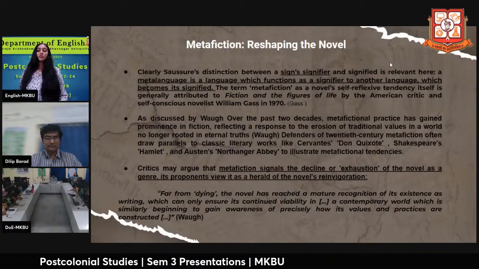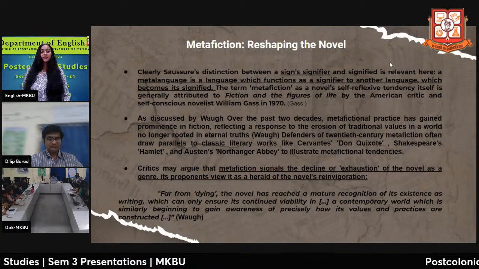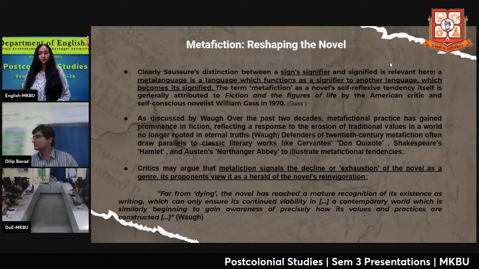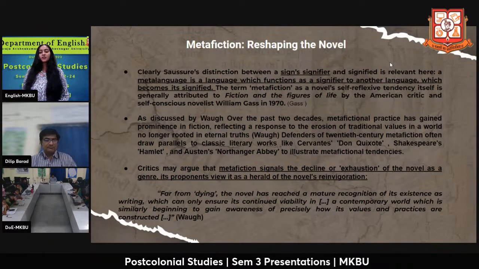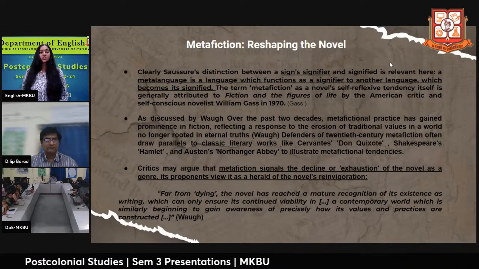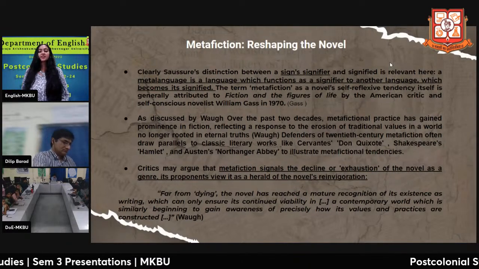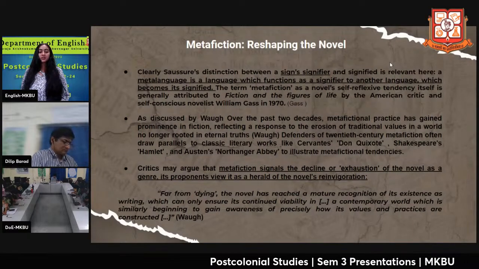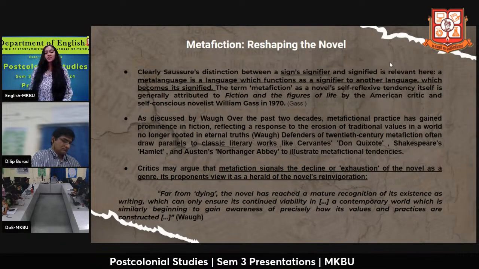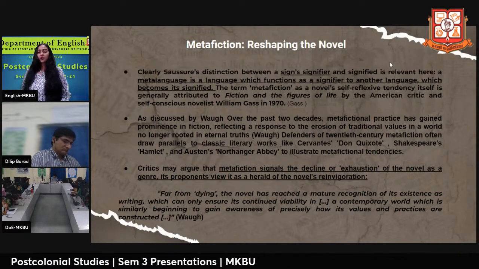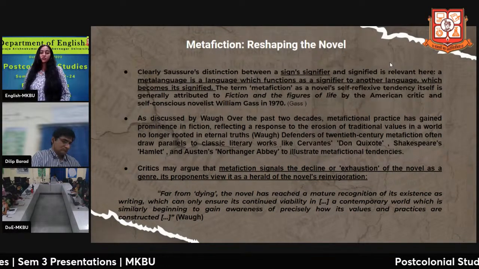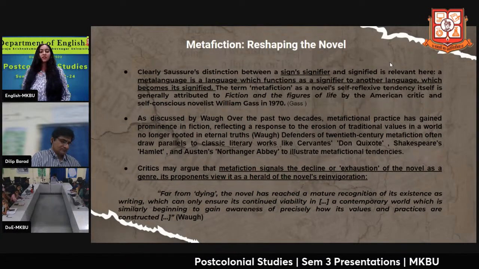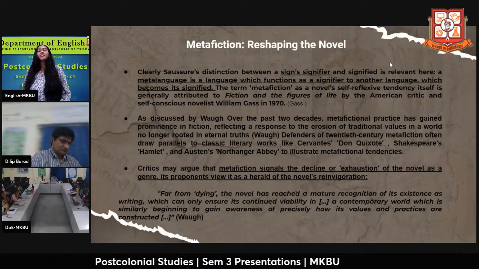Metafiction, reshaping the novel. Clearly, Saussure's distinction between signifier and signified is relevant here, that metalanguage is a language which functions as a signifier to another language which becomes its signified. The term metafiction, as a novel's reflective tendency, is generally attributed to the essay Fiction and the Figures of Life by the American critic and self-conscious novelist William Gass in 1970.